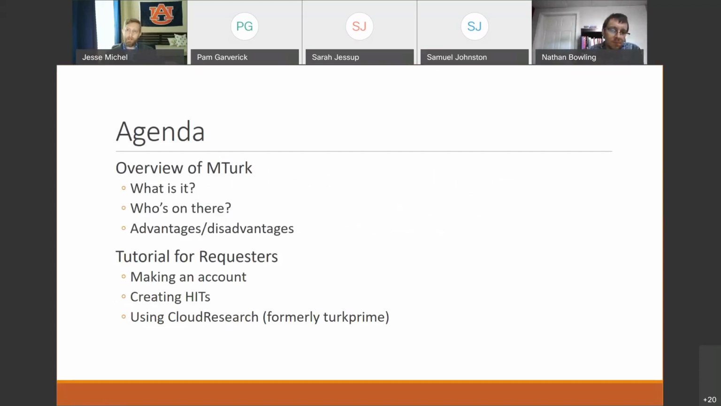So the agenda today: just to briefly overview what MTurk is. Who are the participants? What are some advantages and disadvantages? And I can talk about my experiences. Some of it is going to be based on actual data and published research, and some of it will just be more anecdotal, my experiences through the publication process with MTurk data. And then I can do a quick tutorial. Nathan mentioned a tutorial.